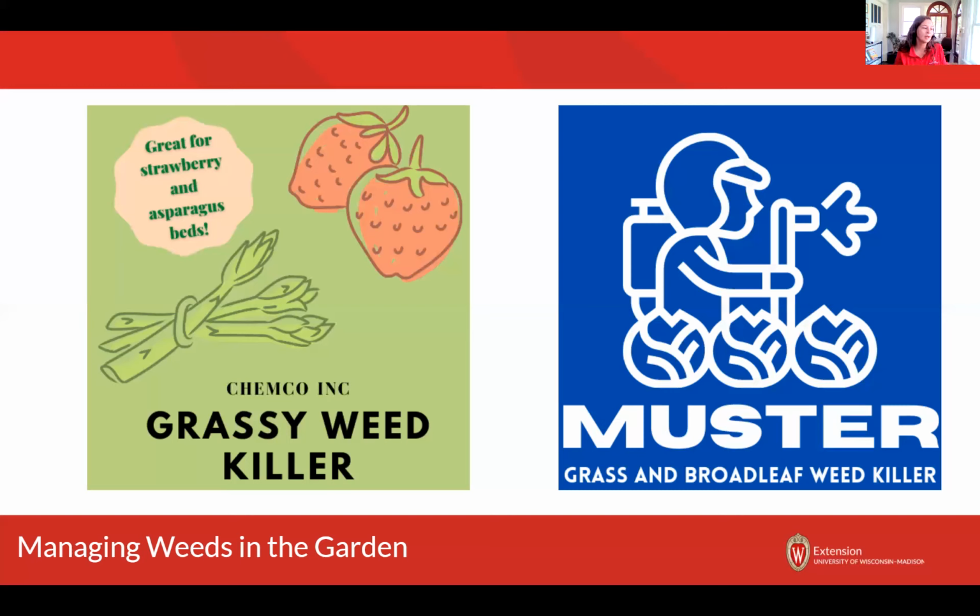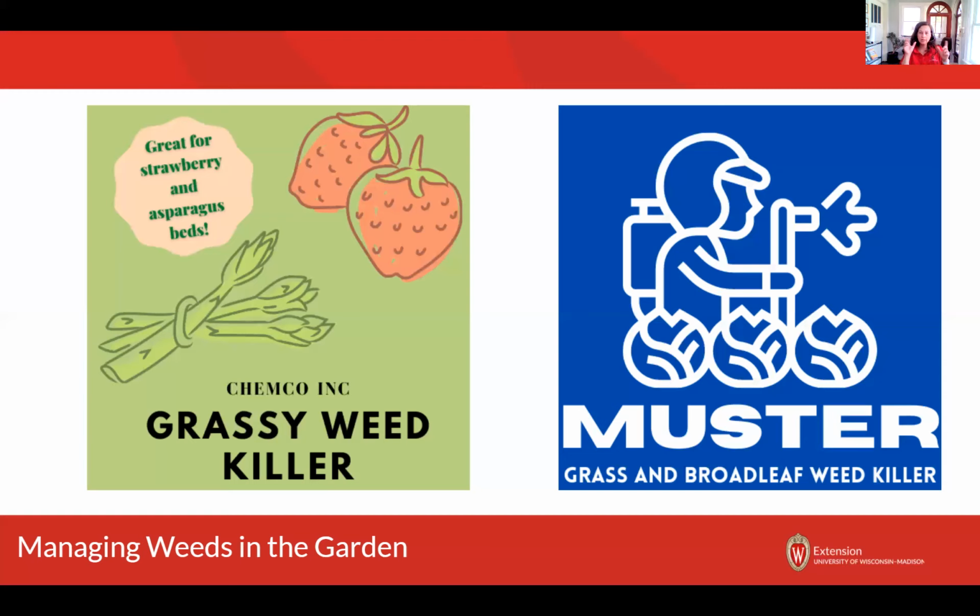On the other hand, I've got mustard, grass, and broadleaf killer. Basically, the active ingredient in our mustard is going to kill all plants. It's not selective. It doesn't care if you're a monocot or a dicot. It will kill all types of plant tissue that it comes into contact with.